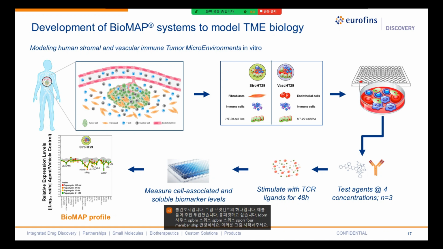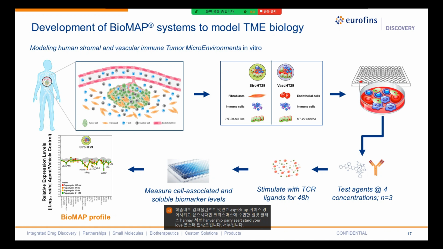We have a pair of models, and again the example shown here is for HT29, that model the vascular component of the microenvironment. In this particular case, we co-incubate the tumor cell line with PBMCs, but in place of fibroblasts, we use human umbilical vein endothelial cells. So we have this pair of particular systems for HT29. We also have an analogous pair using NCI-H1299, a non-small cell lung cancer cell line.